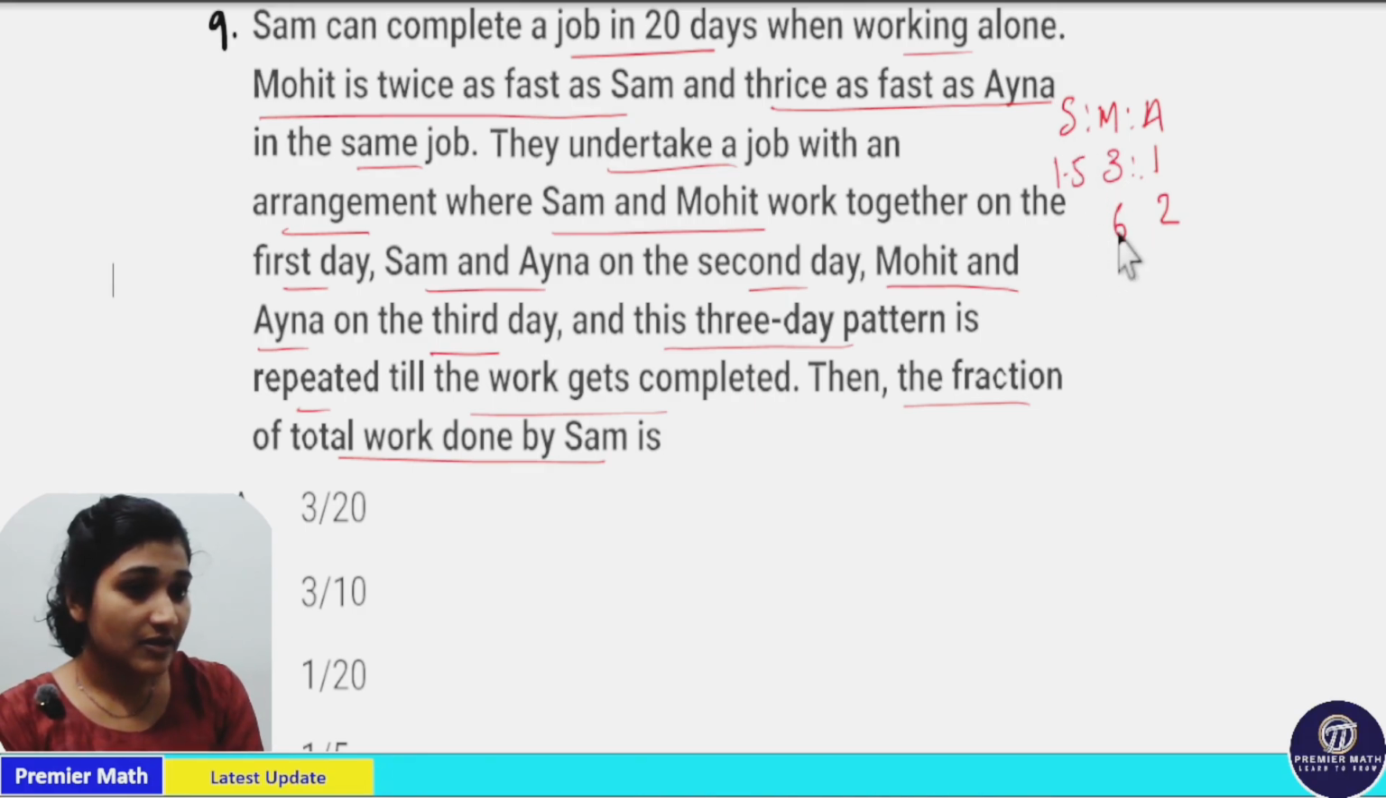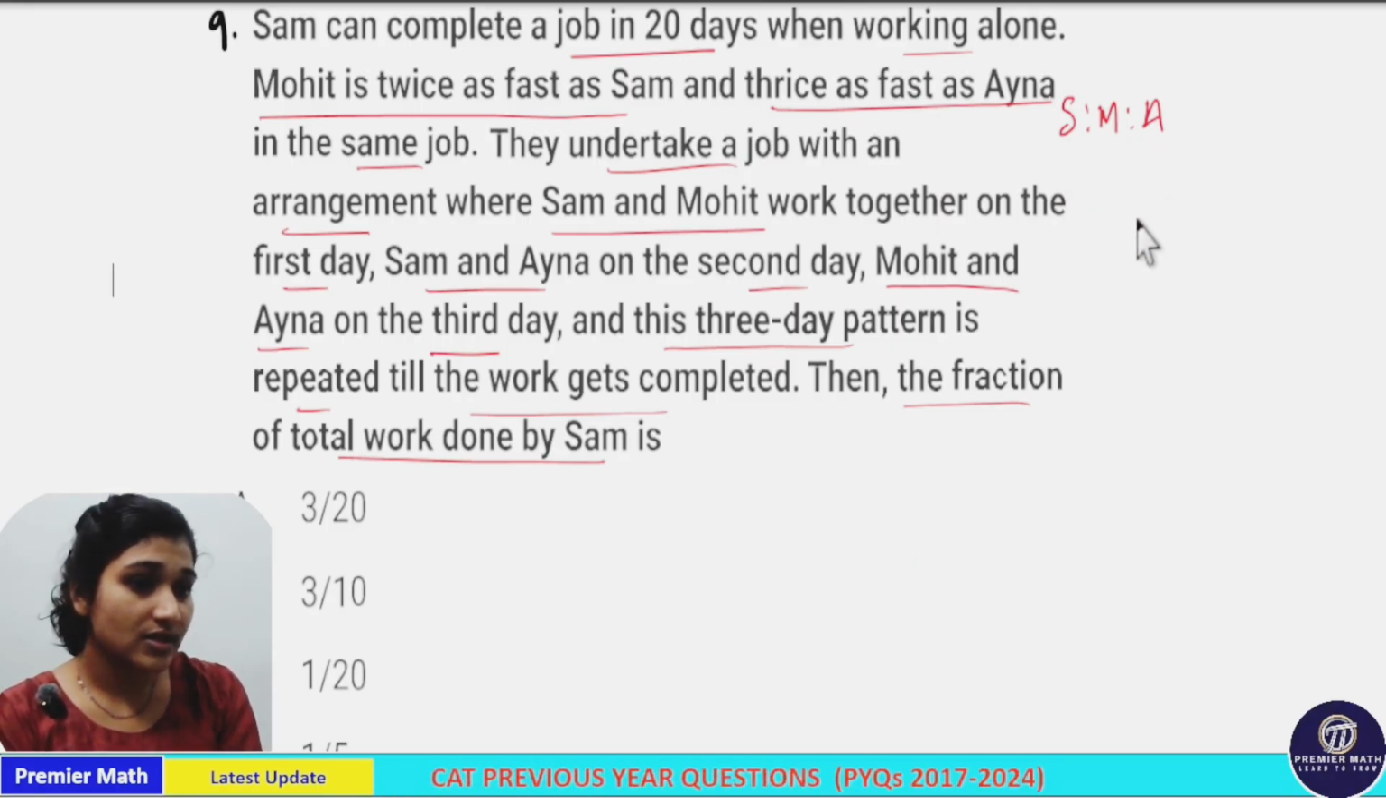And Sam's efficiency is half of Mohit's, which is 3 units. So just take 3 is to 6 is to 2 as the efficiency of Sam, Mohit, and Aina. These are the efficiency ratios.